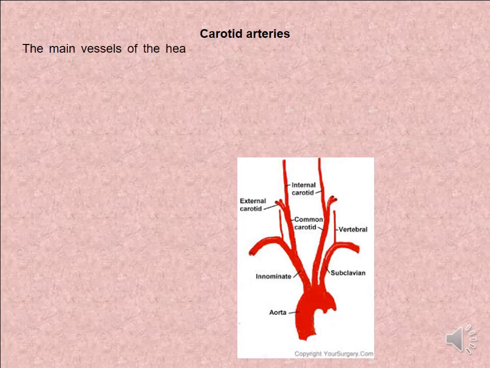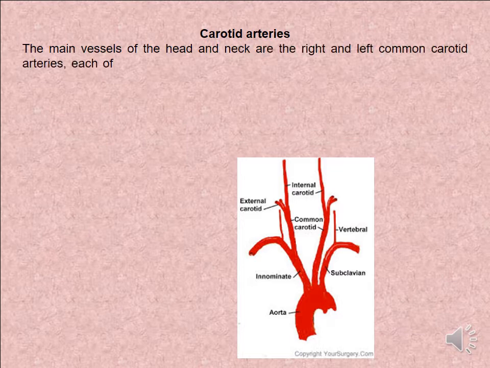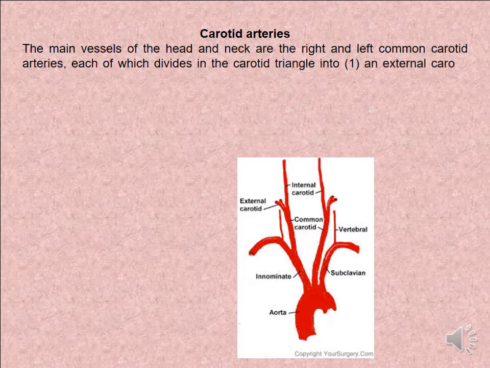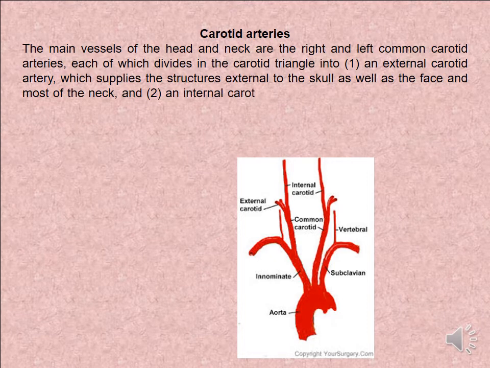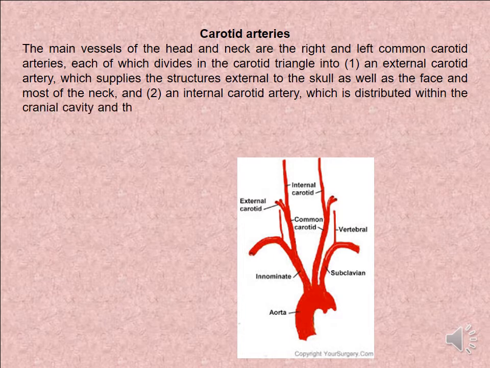Now we go to the carotid arteries. The main vessels of the head and neck are the right and left common carotid arteries, each of which divides in the carotid triangle into the external carotid artery, which supplies the structures external to the skull as well as the face and most of the neck, and the internal carotid artery, which is distributed within the cranial cavity and the orbit.